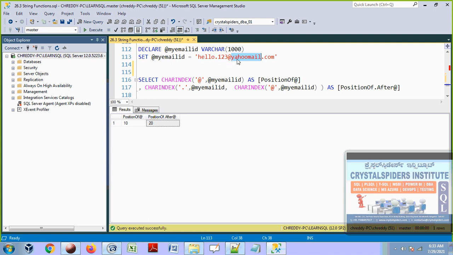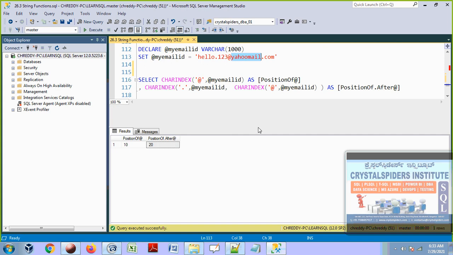Except positions 10 and 20, what characters are there, from the 11th position to the 19th position? From 11 to 19, how many characters are there? 9 characters. Not 10 to 20, I don't want to include 10 to 20. Just except 10 and 20, how many characters are there? 11 to 19, total 9 characters are there.